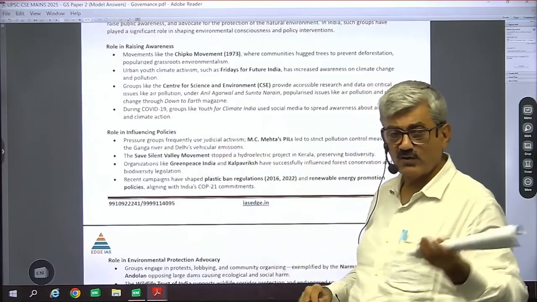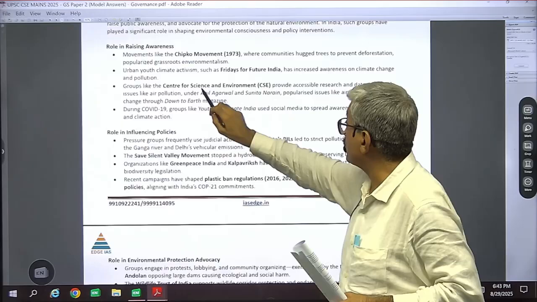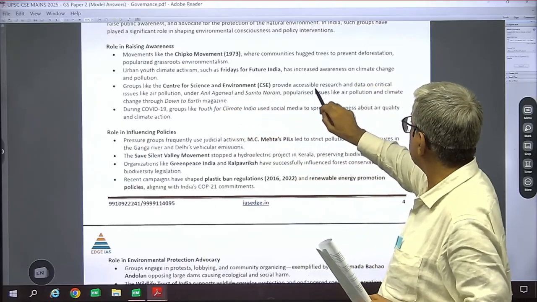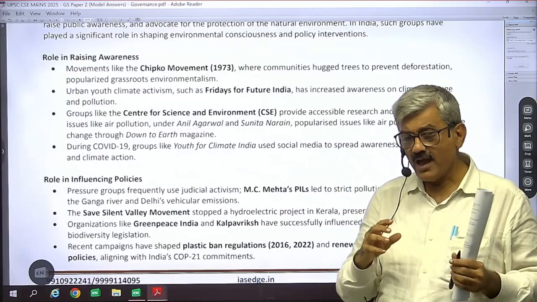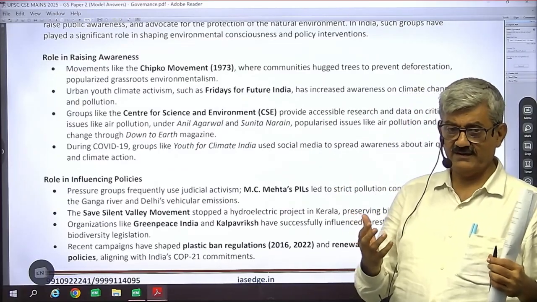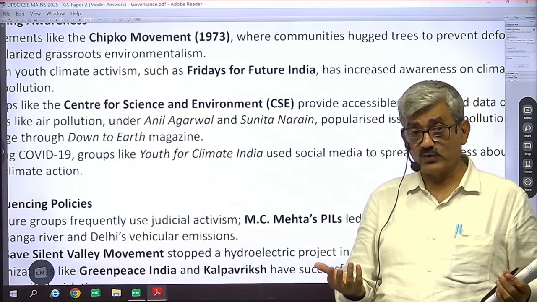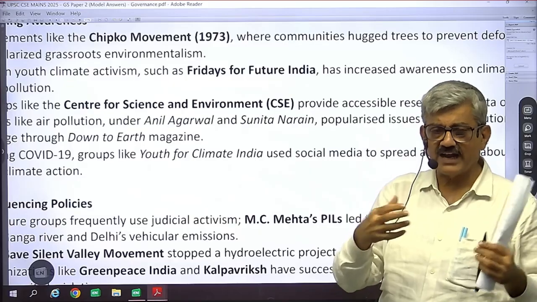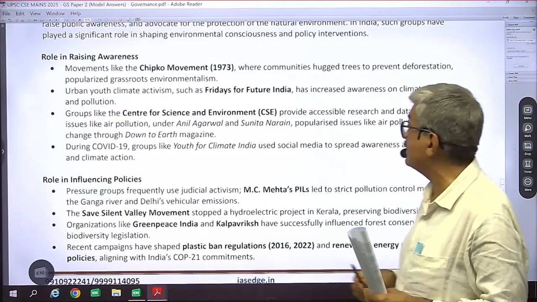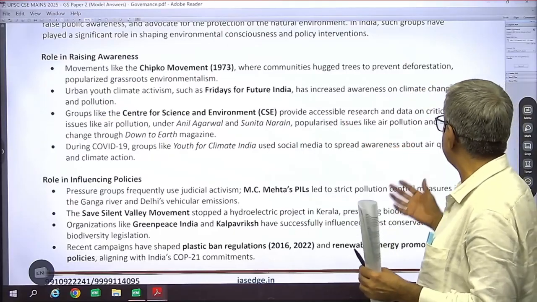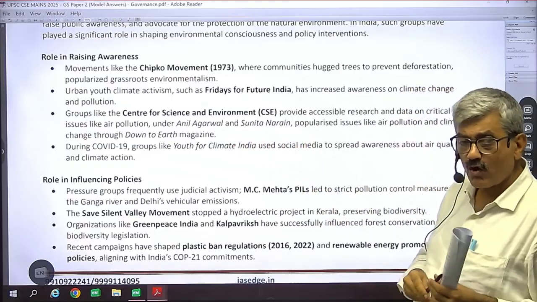Chipko movement, we all know Sundarlal Bahuguna. Fridays for Future India. Again, Center for Science and Environment provides accessible research. These first two, I tell you, are the active practitioners. They are activists. This one, at the intellectual, academic level also, is an institution called Center for Science and Environment, which provides accessible research and data on critical issues like air pollution. These are names of the two stalwarts doing it.